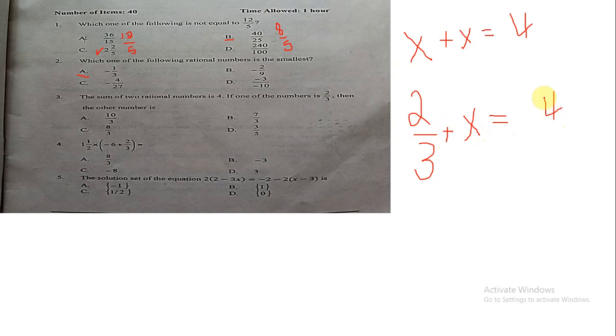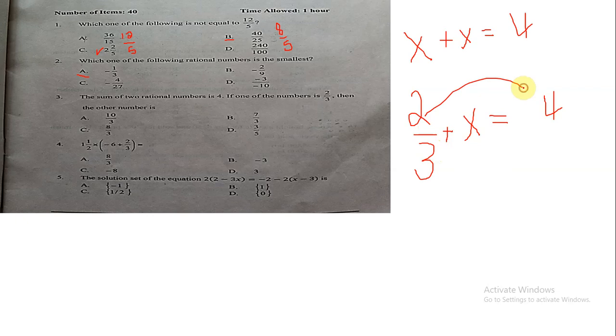Now question number 3: the sum of two rational numbers is 4. If one of the numbers is 2 over 3, then the other number is what? Here the sum of two rational numbers, that means x plus x is equal to 4. Right? Then we have 2 over 3. That means one of the x here is 2 over 3. So 2 over 3 plus x is equal to 4.